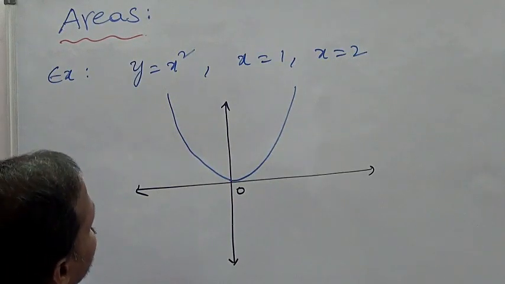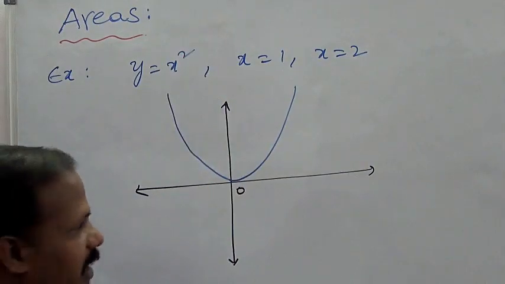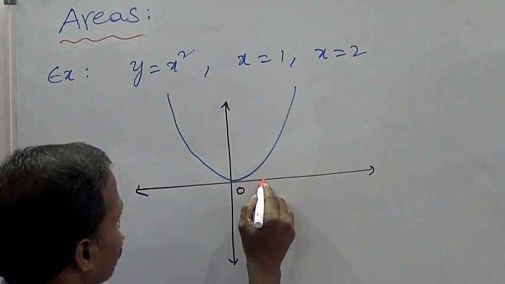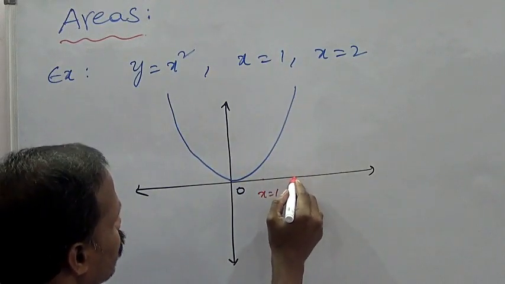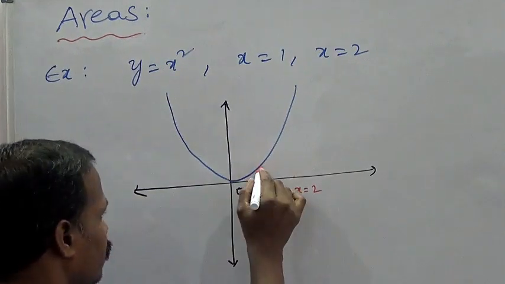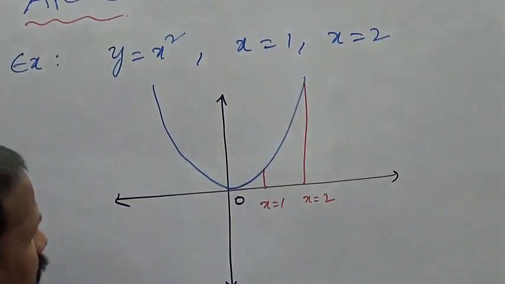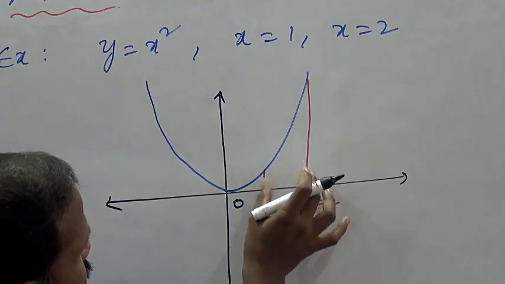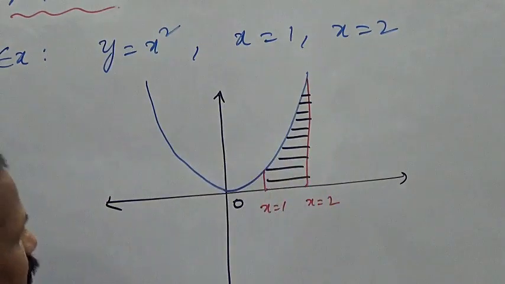So here the limits are x equal to 1 and x equal to 2, which are vertical lines. Where is x equal to 1? Here, this is x equal to 1. X equal to 2 is here. Now you have to find the area in between these, that means this area you have to calculate.